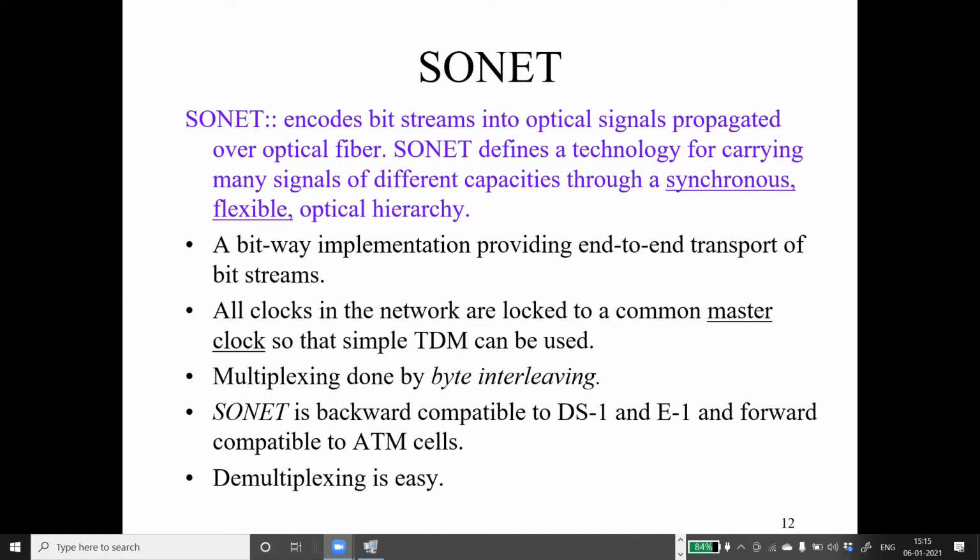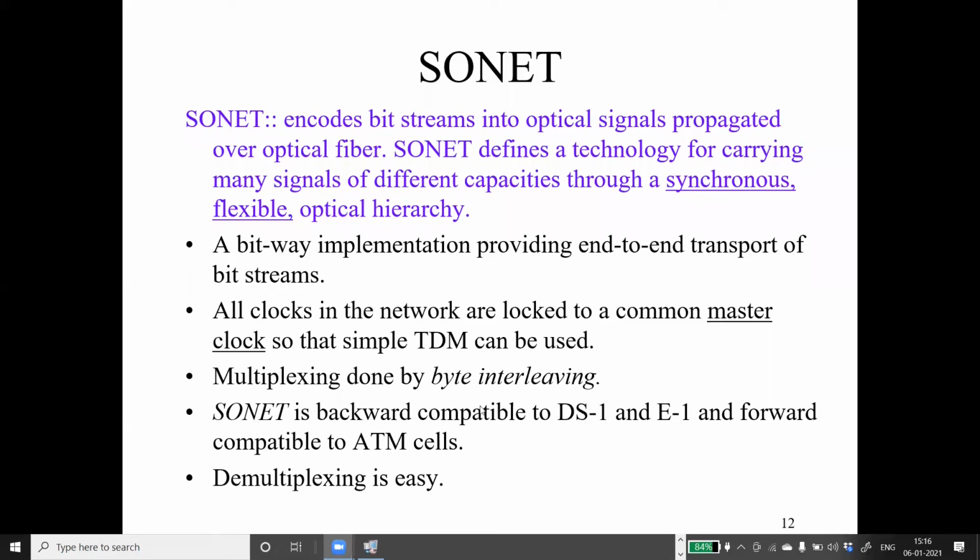But as the name suggests, it's a synchronous optical network. The word synchronous itself tells us what additional thing was required, the most important thing when setting up a SONET network, and that was a master clock. A SONET system wants every node to be synchronized to receive the signal, and therefore this master clock would synchronize every node so that it is able to receive the signal, and time division multiplexing could be used.